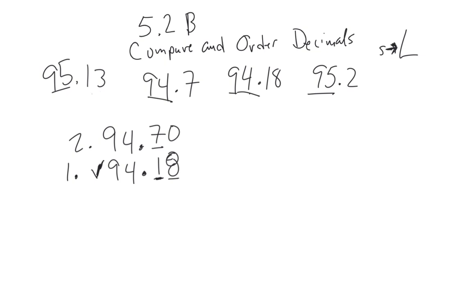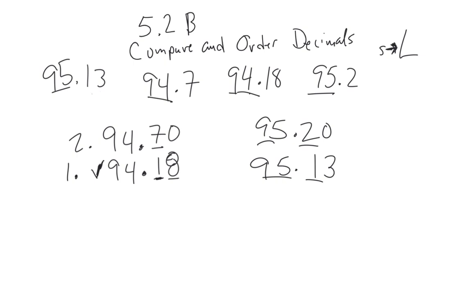And then I look at the next numbers, 95 and 2 tenths, and 95 and 13 hundredths. Okay, so I know both of these numbers are the same. Good. Now I need to look at the tenths. Again, this is a 1, which is smaller than a 2. Technically, we can call it 20 hundredths or just 2 tenths. So this number would be smaller.